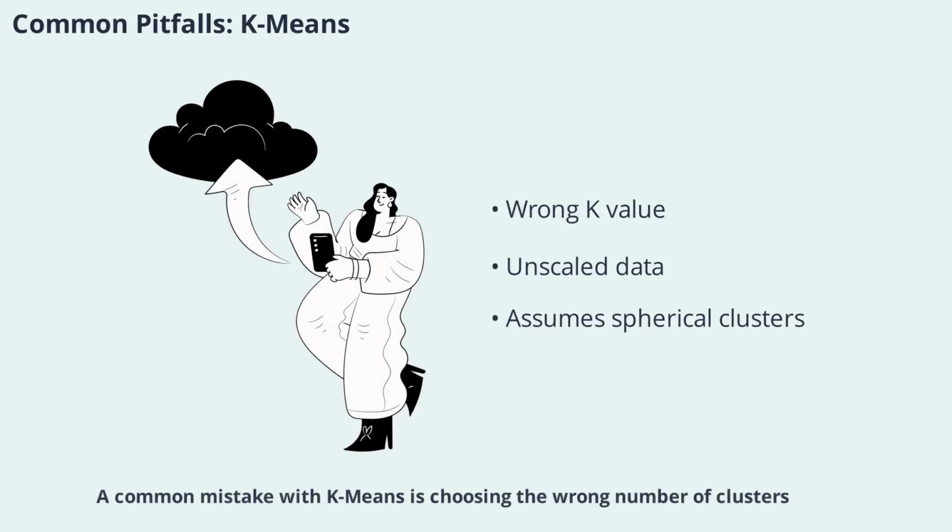A common mistake with kmeans is choosing the wrong number of clusters. Another pitfall is failing to scale your data, which can skew results. Kmeans also assumes clusters are spherical and similar in size, so it may not perform well on more complex data structures. Always visualize your clusters and experiment with different values of K.